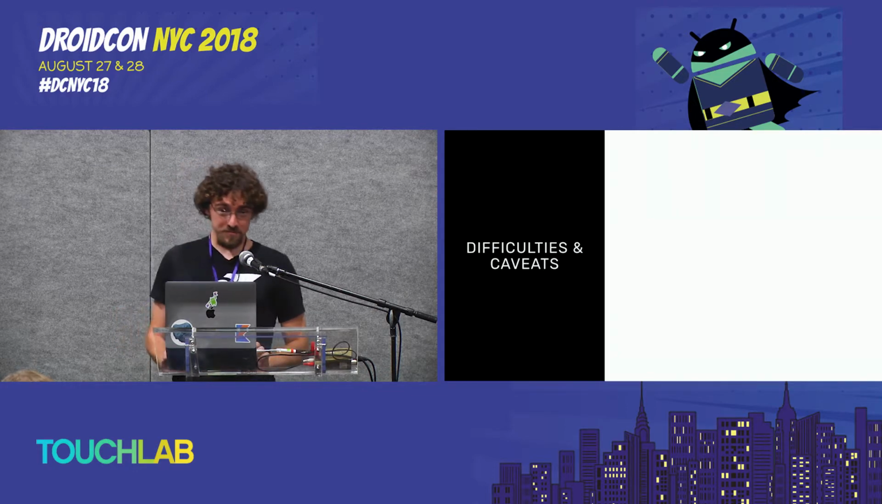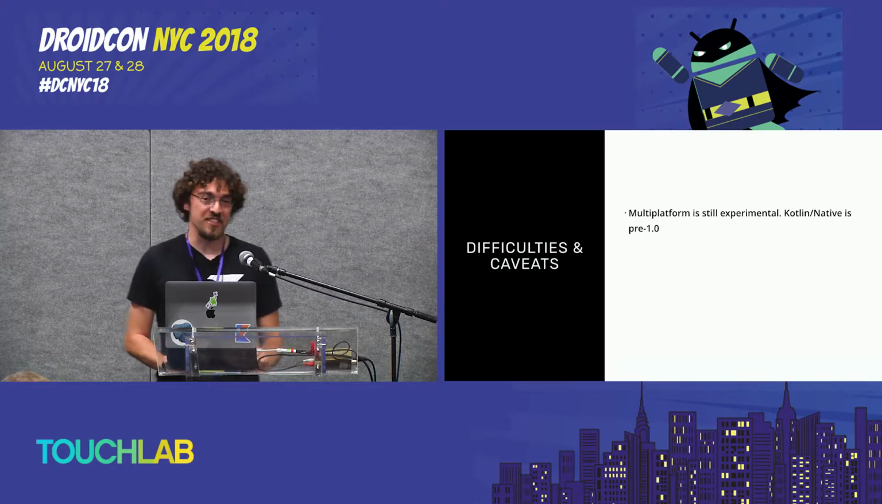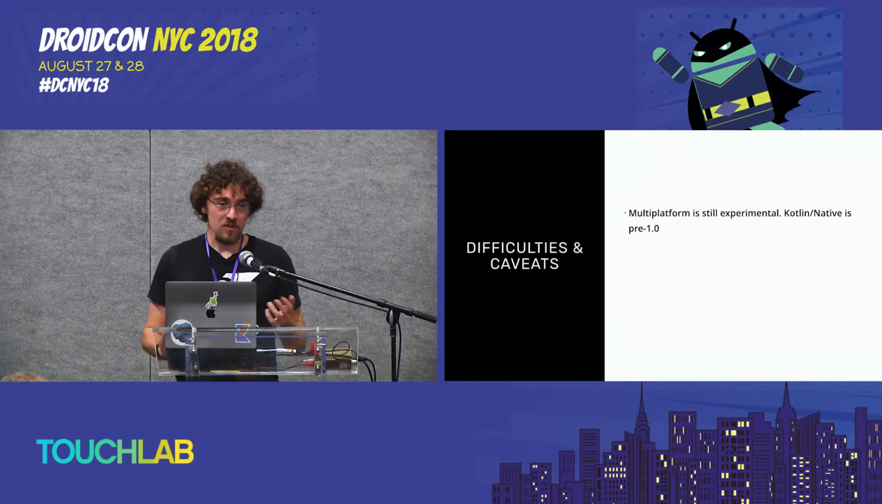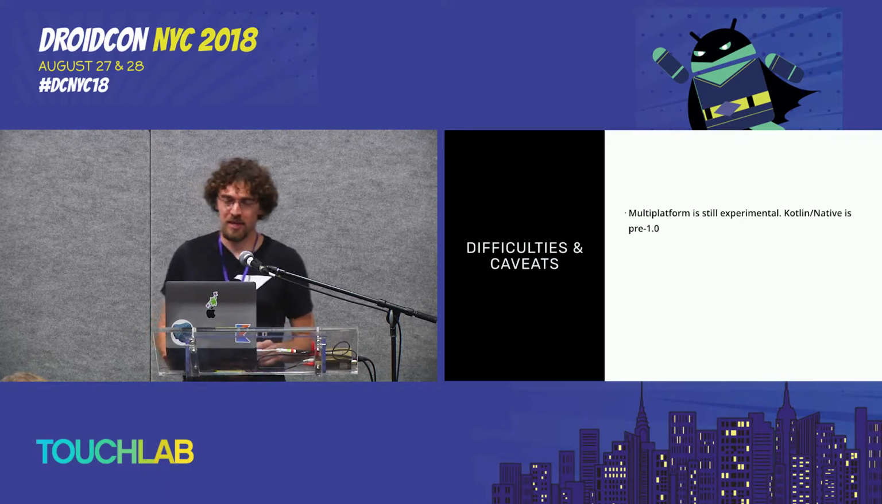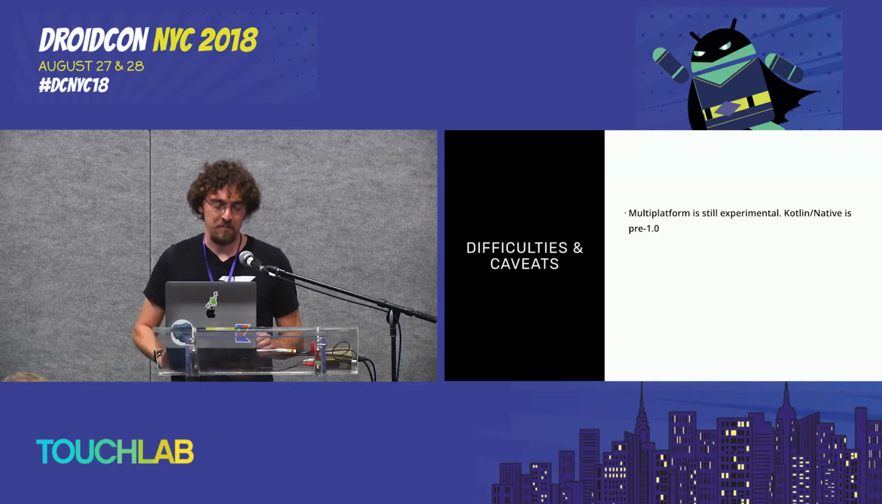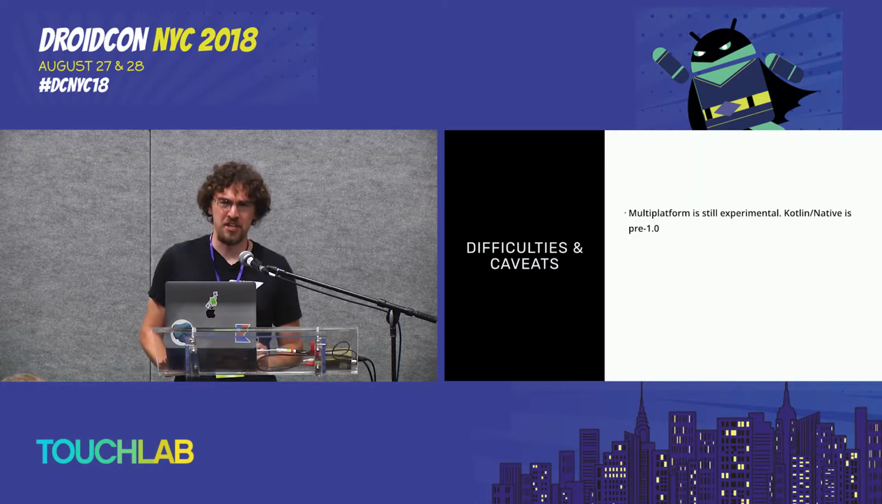So now we've seen a whirlwind tour of what some of this stuff looks like. What are some of the difficulties that can come up if you want to build your own? Obviously, this stuff is also very early. Multi-platform is getting mature. JetBrains would tell you to start playing with it, but they do reserve the right to make changes as they need to. And Kotlin Native itself is still pre-1.0. So you can definitely expect some things to be shifting underneath you, particularly around the memory model, which they're still doing some thinking about.